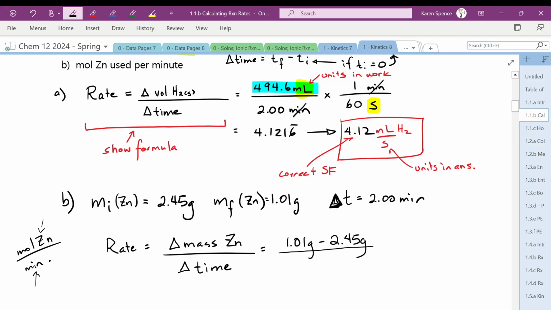And the change in time is 2 minutes. So we have 1.01 minus 2.45 divided by 2 equals 0.72 grams per minute.